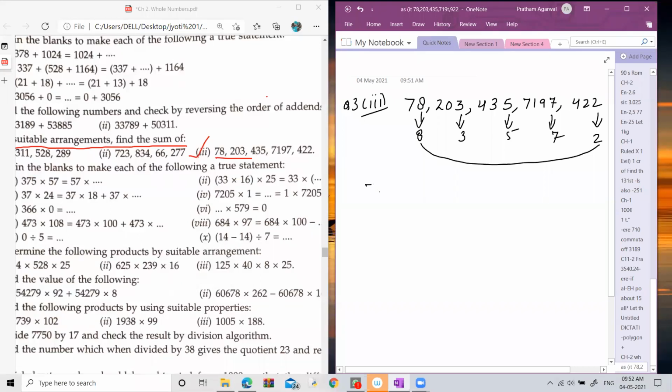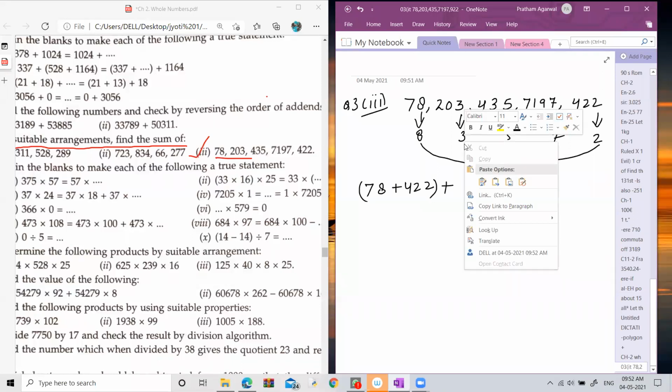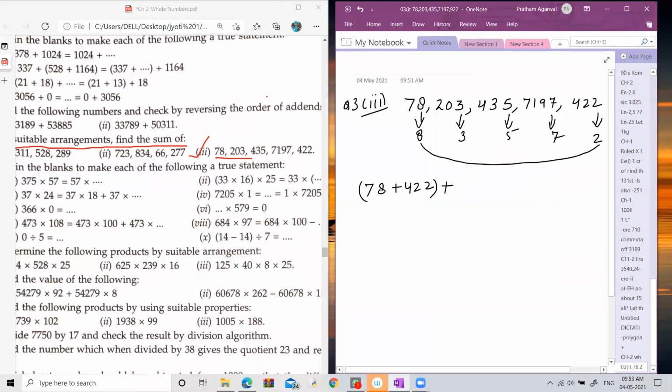So I'm writing over here. I'm making the group 78 with 422. Fine. Now put the plus sign. Again, you have to take a pair of two ones place numbers such that the sum should be 10. So what do you have to add to 3 to get the sum 10? Which number are you going to add to 3 to get the sum 10?